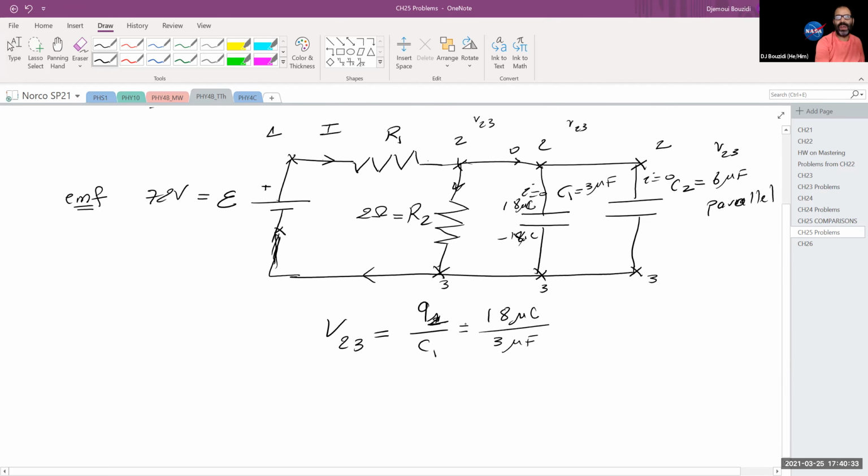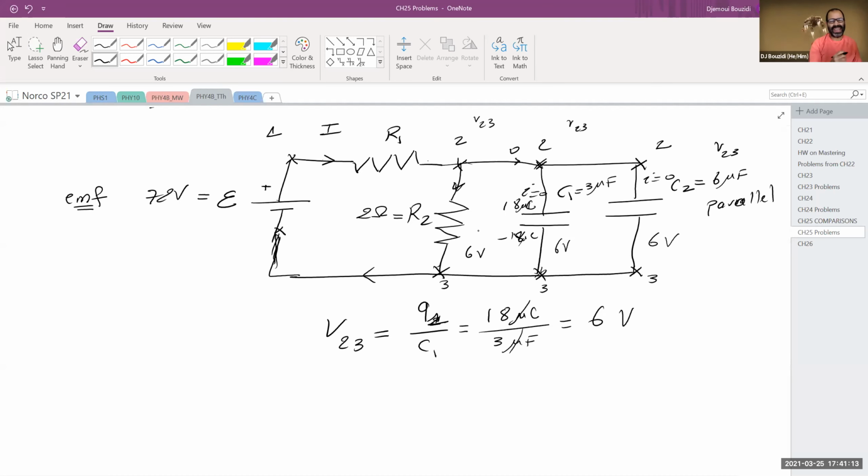So now, all we have to do is find this voltage. So this voltage, kind of cancel the micro, and 18 divided by 3 is 6 coulomb per farad, which is just a volt. So the voltage between here and here is 6 volts. But this point is the same as this one, and this one is the same as that one. So this must be also a 6 volt difference, drop in potential. And between 2 and 3 also is a 6 volt drop in voltage. So this entire voltage, because they are in parallel, must be the same voltage across each and every one of those devices, okay? So we found the voltage, but they didn't ask us to find the voltage.